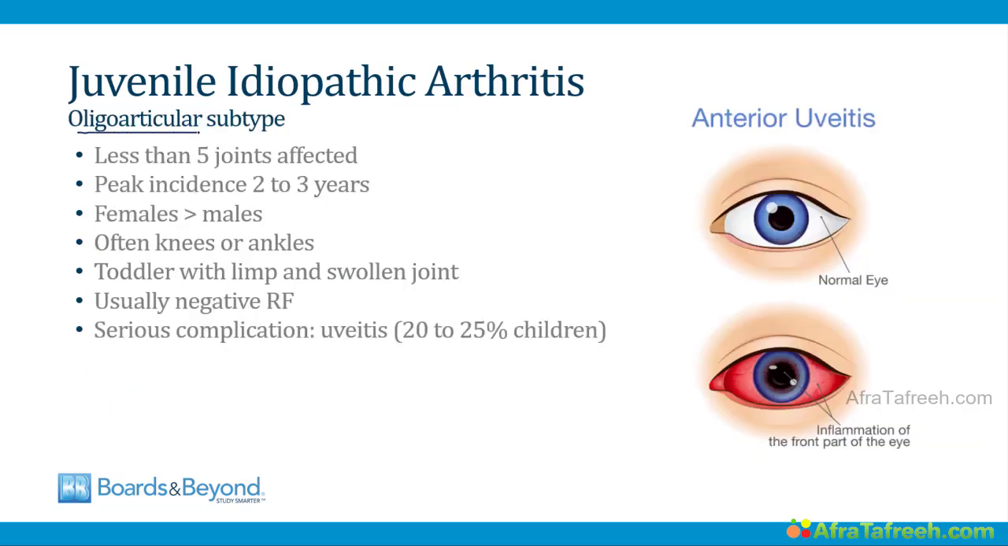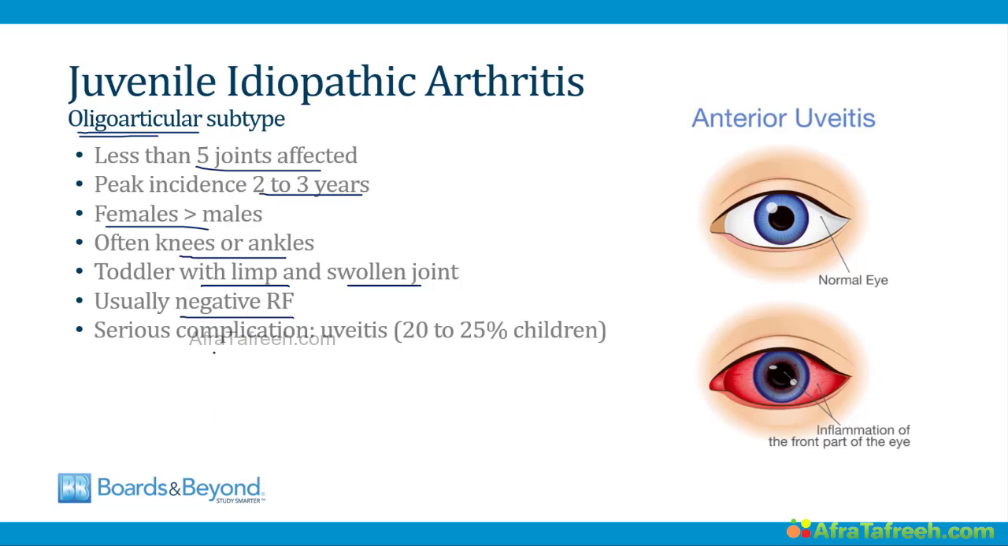In the oligoarticular subtype, children have less than 5 joints affected. That's why it's called oligoarticular. The peak incidence of this subtype is 2 to 3 years of age, so in a board question, it's going to be a very young child, and it's more common in females compared to males. Children often develop arthritis of the knees or ankles, and this can present as a toddler who has a limp and a swollen joint. Usually the rheumatoid factor test is negative.